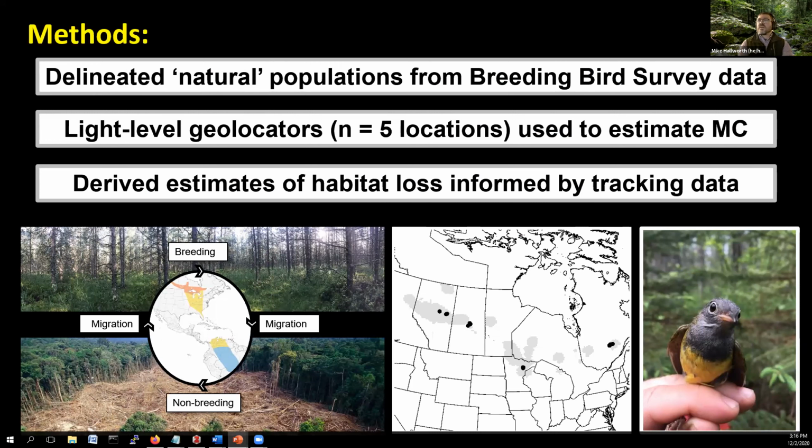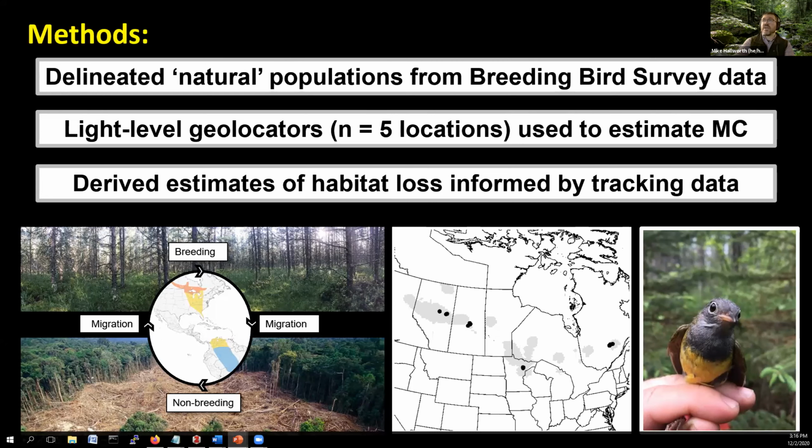And we deployed light level tags at 5 locations across the breeding grounds, from Alberta to Quebec, to estimate connectivity. And then we derived estimates of habitat loss that was informed by where these birds were going.